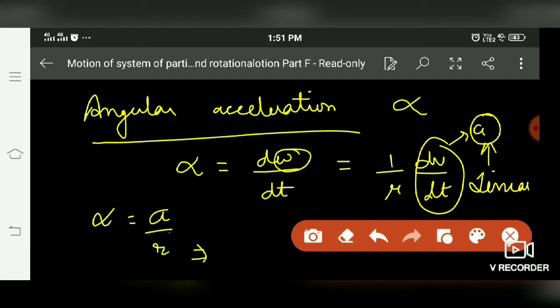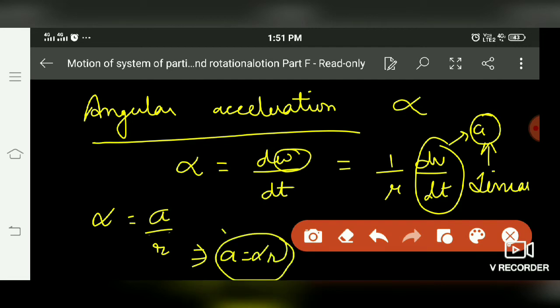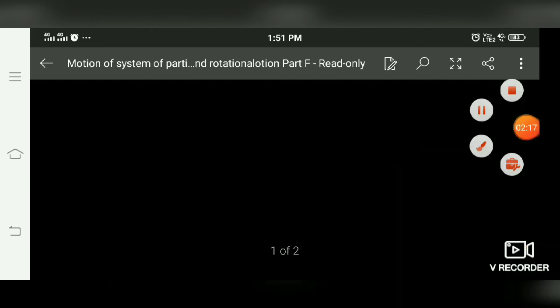So we get what here? a is equal to alpha r. So this is the relation between linear and angular acceleration.